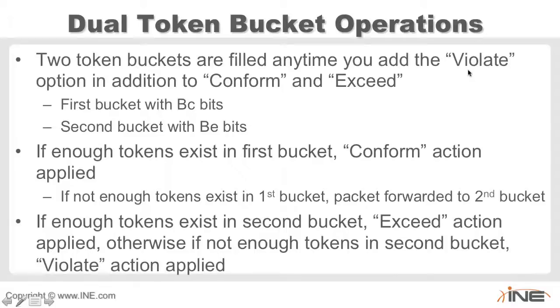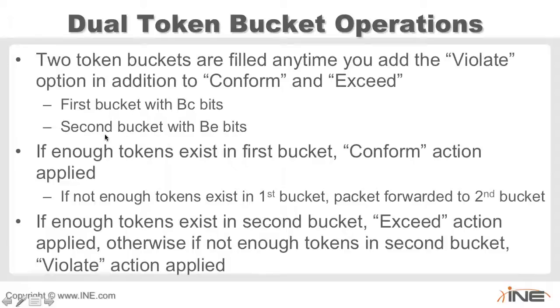Do a police, give it a value for your overall committed information rate, and then the next value will be your committed burst, your B sub C, and the next value will be your B sub E. And put commands in there such as your conform action, your exceed action, and your violate action. Remember, if I only have a conform and exceed, it's a single token bucket. If I have a conform, an exceed, and a violate command, it's a dual token bucket.